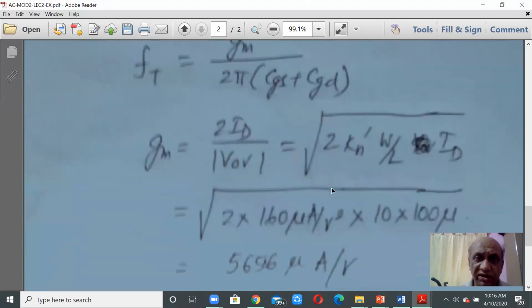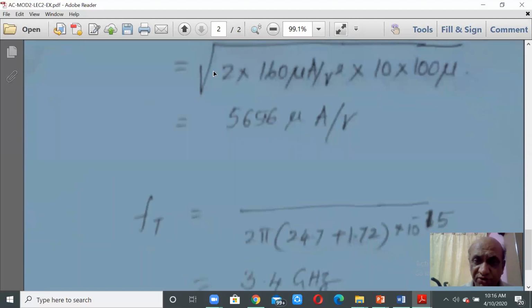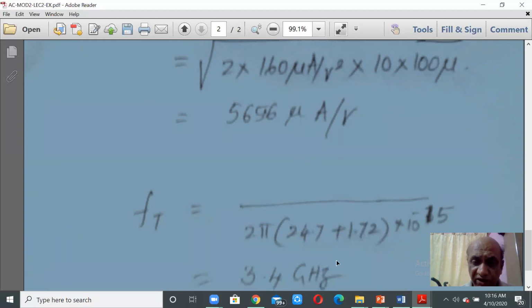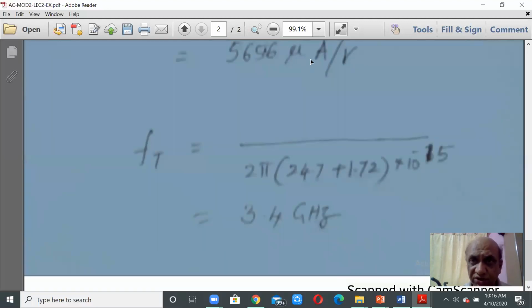Cgd). We don't know gm, so gm is 2 ID by Vov, or you can write it as the root of 2 kn dash W by L ID. We know kn dash, W by L, and ID, 100 microamperes. If you calculate this, you'll get 65.6 microampere per volt. Substituting this value here for gm, divided by 2 pi times (24.7 plus 1.72) multiplied by 10 to the power of minus 15, will give us 3.4 gigahertz. Thank you.